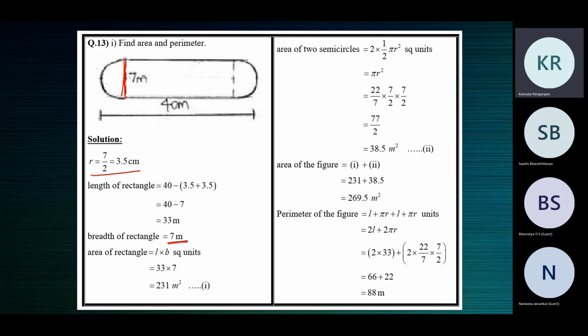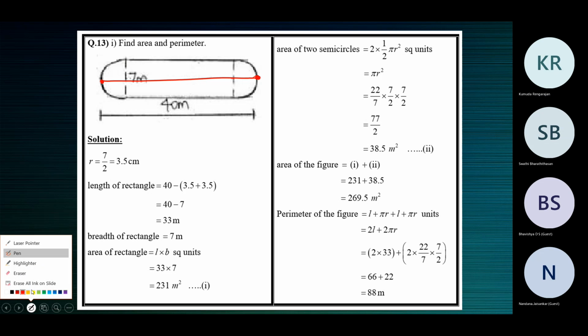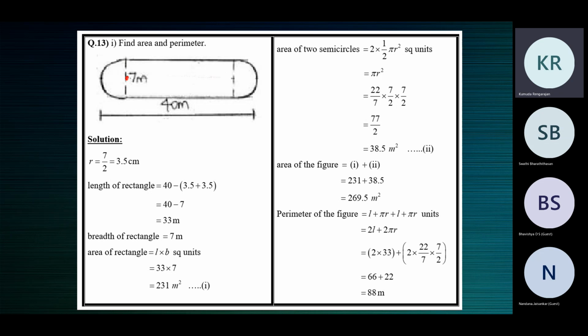The length of the rectangle is not 40 meters, because 40 meters is the length from this end to this end. This is the length of the entire figure, not the length of the rectangle. The length of the rectangle is only the length from here to here. But together, the length of this entire line segment is 40.